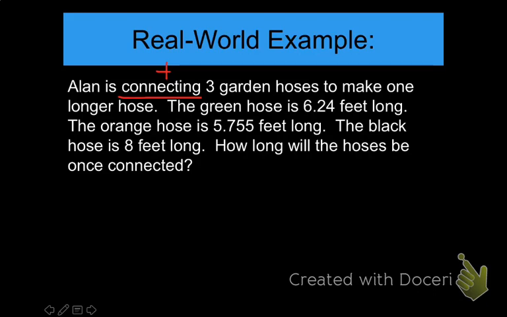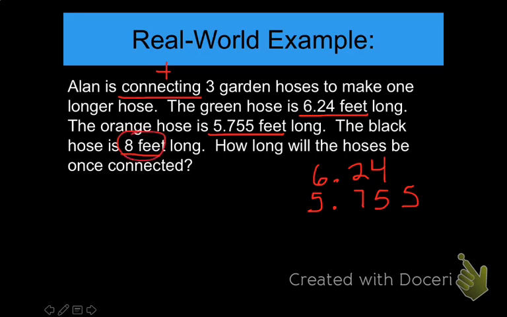The green hose is 6.24 feet long. Orange hose is 5.755 feet long, and the black hose is 8 feet long. How long will the hoses be once connected? So I am going to add those 3 numbers. This problem, it is very important to make sure you are lining up your decimals just like the rest. However, we're going to have to be very careful because as I start to line these up, I'll notice that some have more decimal values than others, and also 8 feet doesn't have a decimal at all.